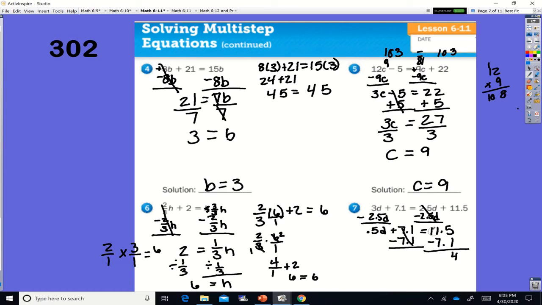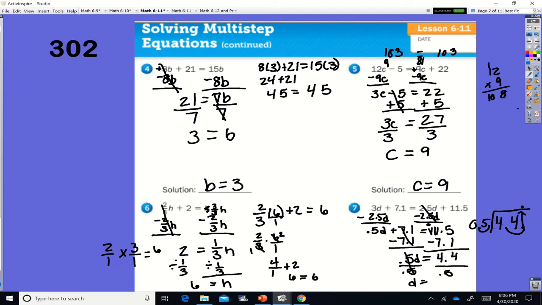5 minus 1 is 4. Can't do that, so we borrow. 11 minus 7 is 4. That equals 0.5d. Now we multiply here, so we have to do the opposite. So that's divide. That gives us the divide by 0.5. So we have 4.4. This is great practice. And 0.5 here. I have a decimal here.